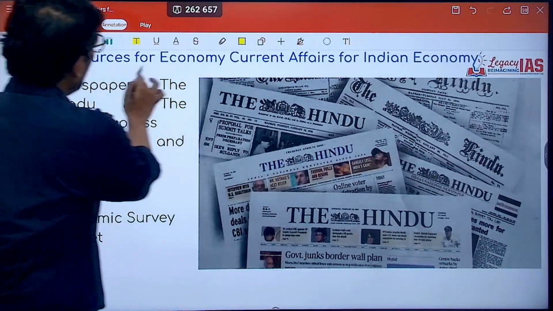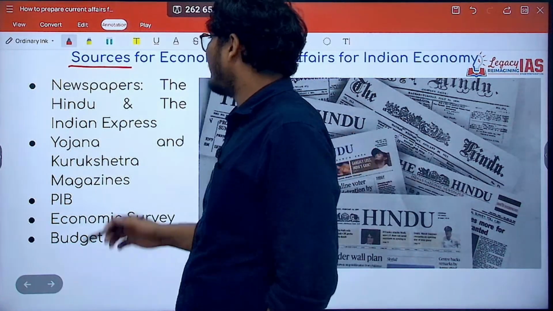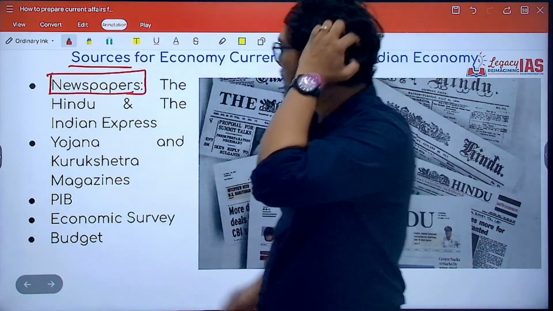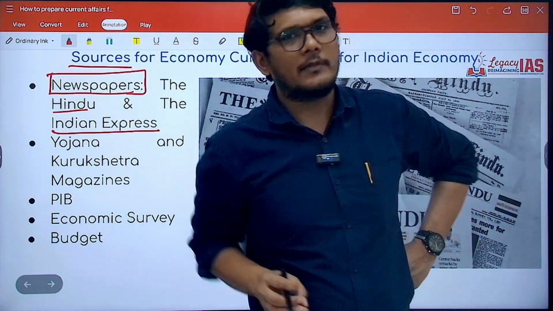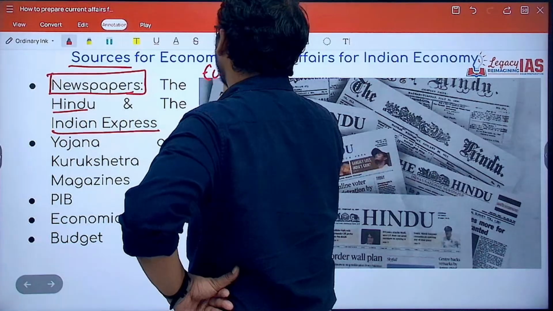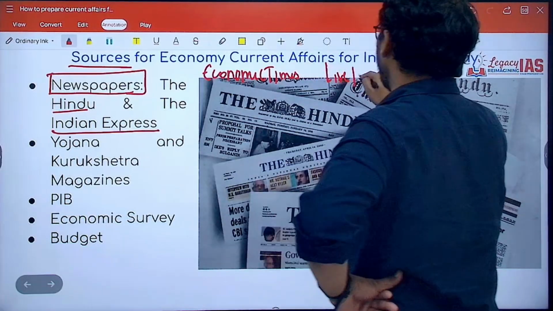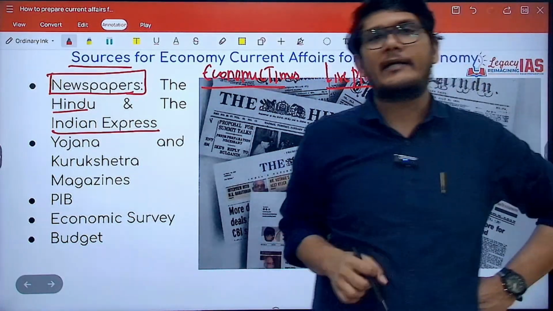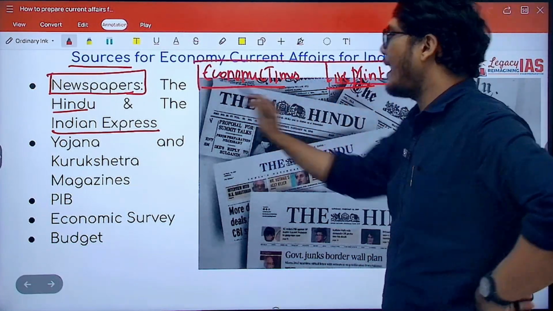What are the sources that you should refer for current affairs of Indian economy? So the very first thing, the newspapers, very, very important. Now the top two newspapers here are the Hindu and the Indian Express. But when it comes to Indian economy, there are other newspaper sources that become important. One is the Economic Times. The other is the Live Mint. So these two sources also become important. Please keep that in mind. Anyhow, in our current affairs magazine, we do incorporate these sources as well.